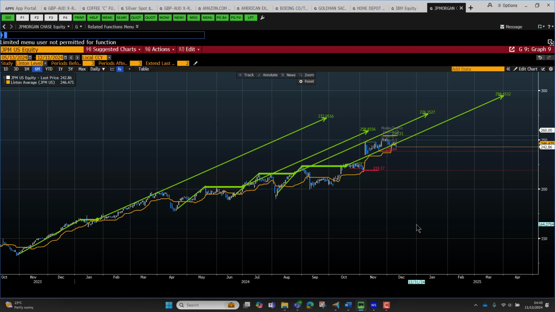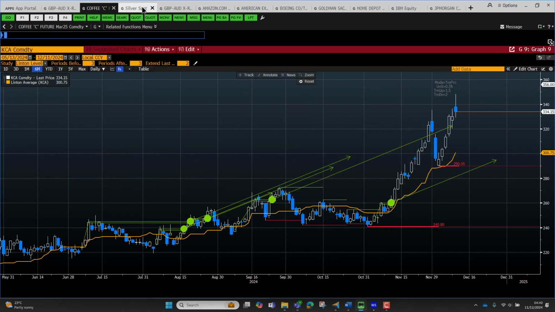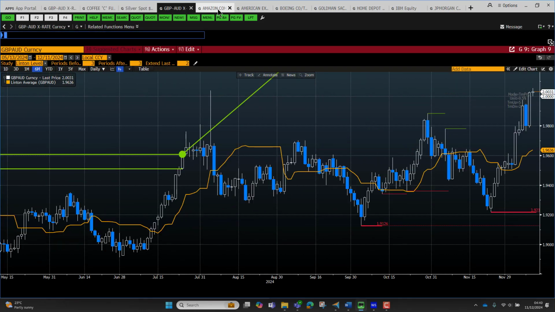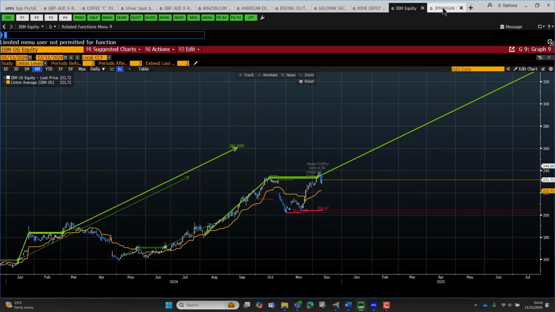So just keep an eye on those charts. Remember, on the app portal, it's APPS LIN Go, and you can apply these targets on any chart on your Bloomberg. So really quite interesting to be able to just go through and see all the different charts.